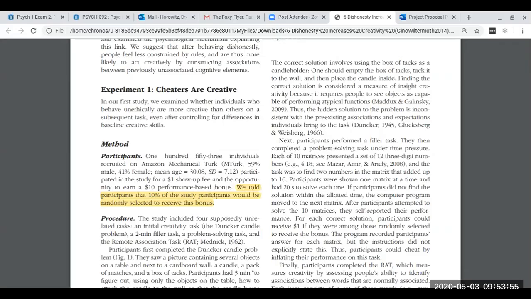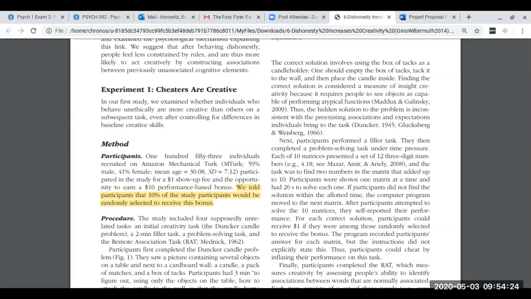They had 10 matrices presented with a set of 12 3-digit numbers. And the task was to find 2 numbers in the matrix that added up to 10. This definitely sounds like it's consistent with the cheating assignment, because in the cheating assignment that we did, the very first assignment, we talked about finding 2 numbers in the matrices that added to 10. So you can see where that came in, right?